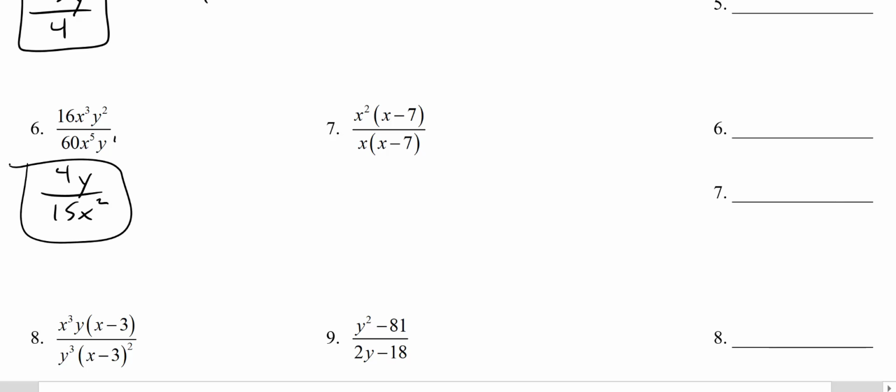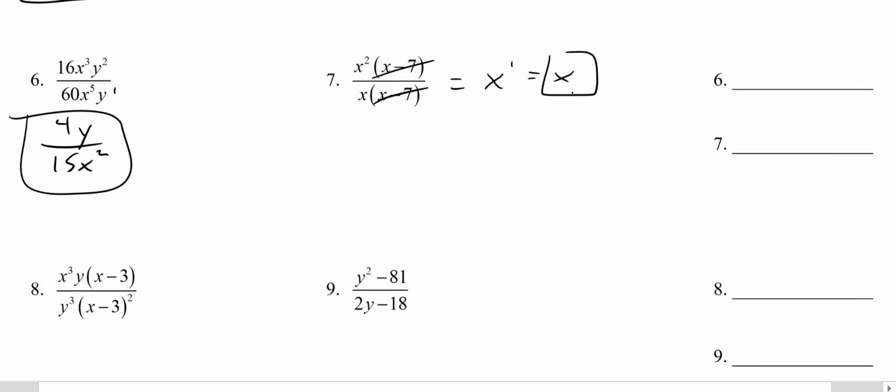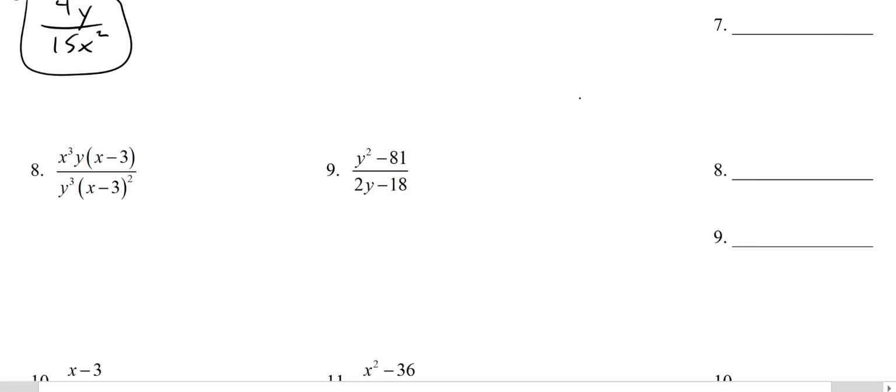Okay, this one, the x minus 7's cancel. And then I would do a battle between the x squared and the x. Of course, the top wins by 1, so it's x to the 1 over 1, or just x. Okay? All right.